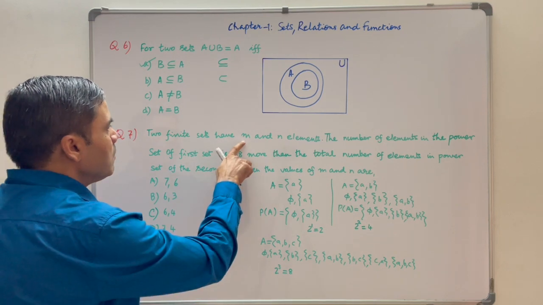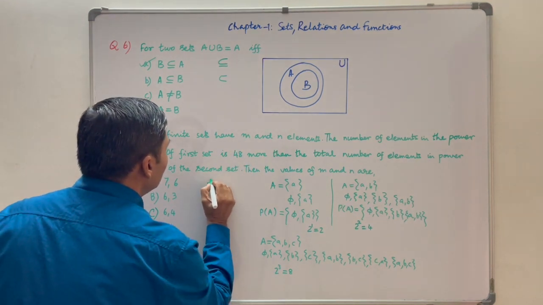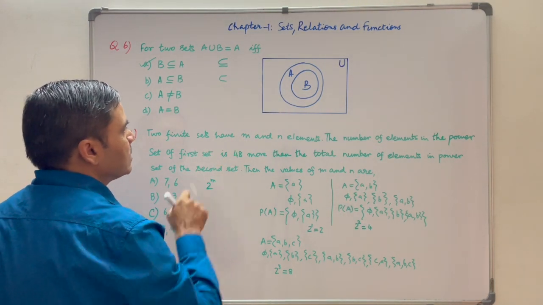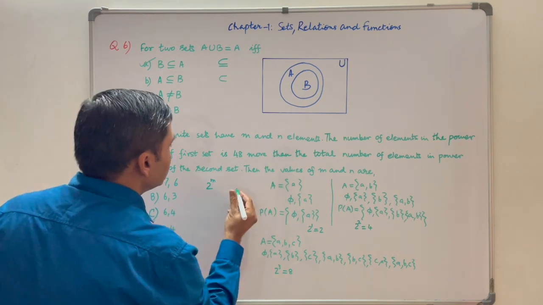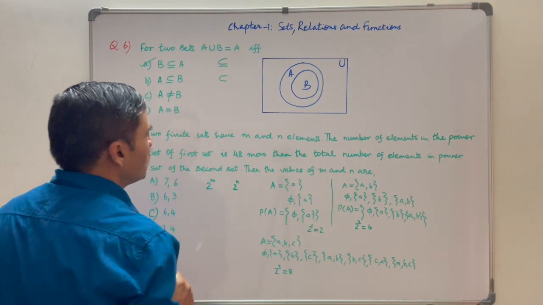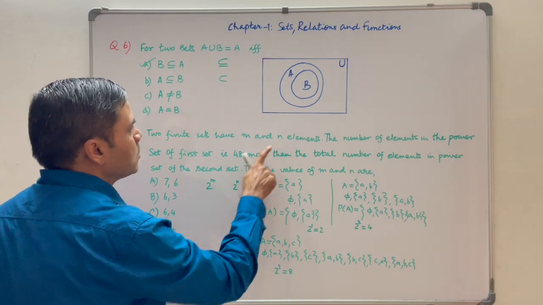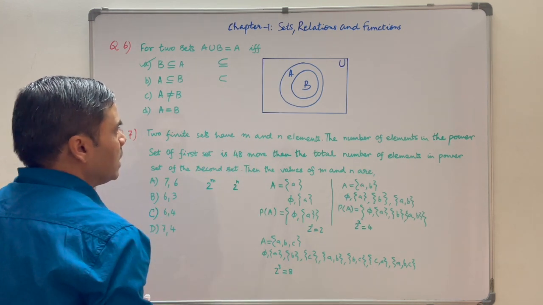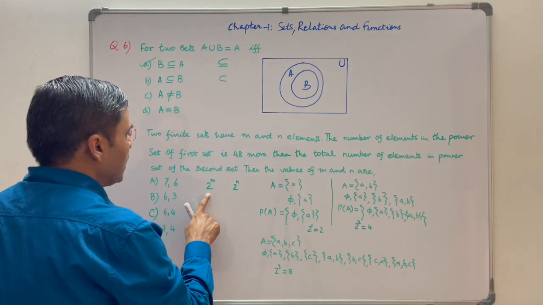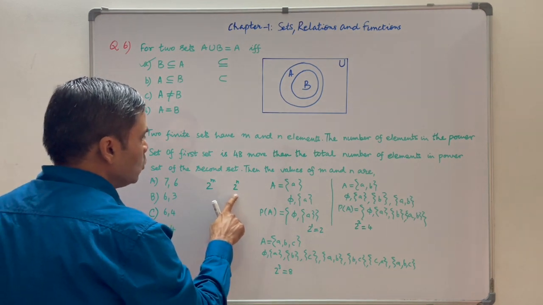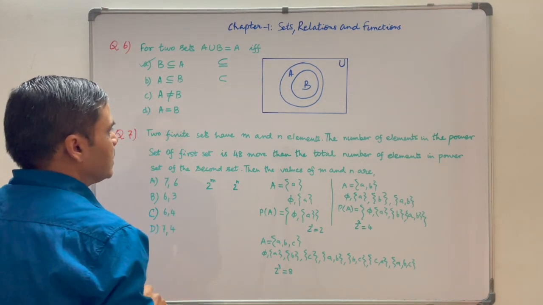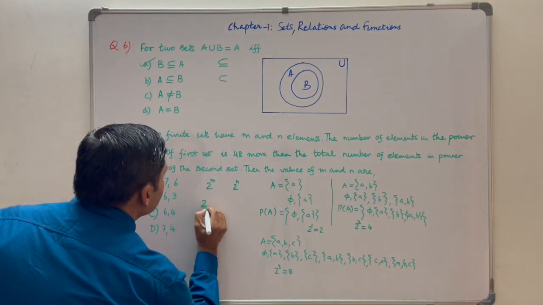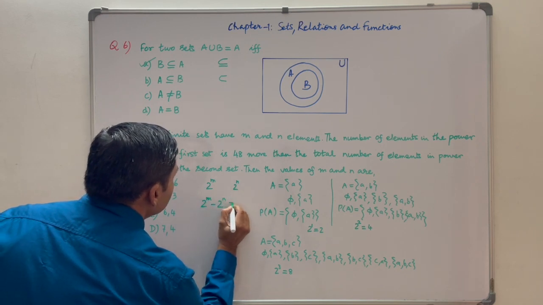Similarly, if there are m elements in a set, then there will be 2 to power m subsets or 2 to power m elements in power set of that set. And if there are n elements, there will be 2 to power n subsets or 2 to power n elements in power set of that set. So it is given that two finite sets have m and n elements, means they have 2 to power m elements in power set and 2 to power n elements in other set's power set. So difference is 48, means this is bigger. So 2 to power m minus 2 to power n is 48.